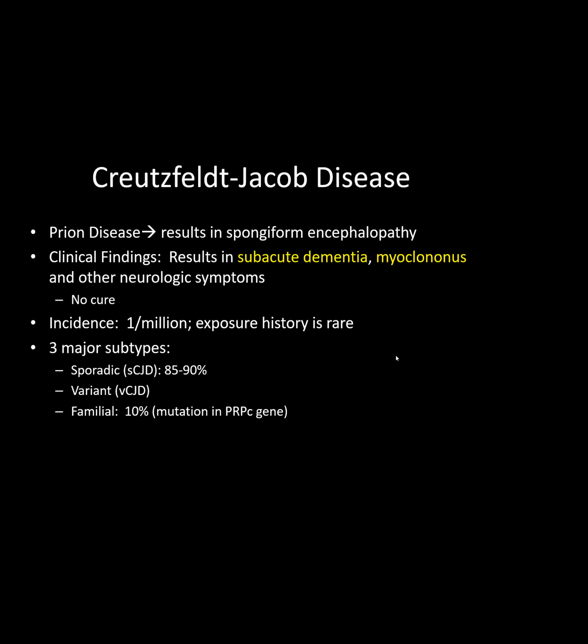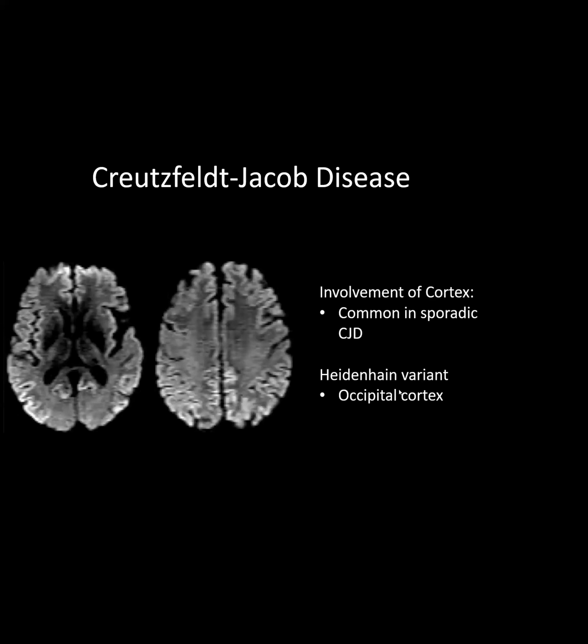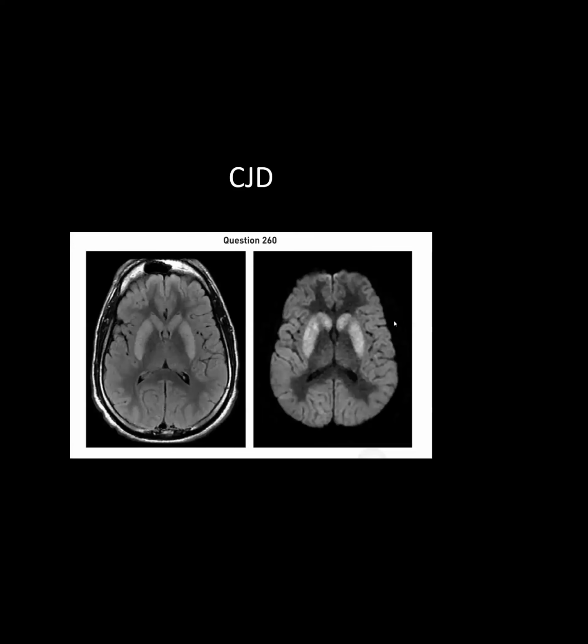I'm just going to go through this quickly. There are 3 major types: sporadic, variant, and the familial type. It's a pretty rare disease. There are just more examples of the same thing. The history is going to be the major thing, because other things can cause restricted diffusion that gives you ribboning like this. If it's a dementia patient and it's rapidly progressive with myoclonus, then I think of this disease specifically.